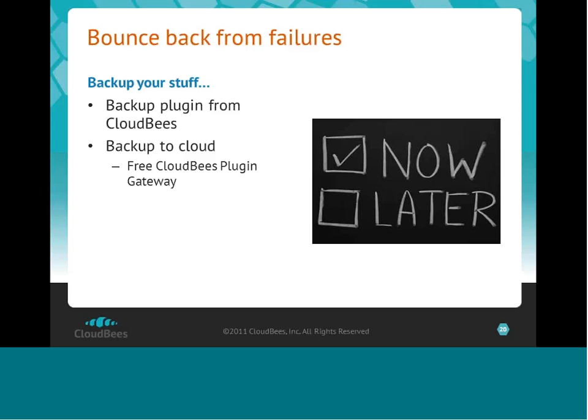Right. So to clarify on the backup plugin, the backup plugin originally came in Jenkins Enterprise, and that has the feature to back up to the local or network drives. And then subsequently, we felt strongly about this, so we implemented the backup to cloud as the extensibility point and gave that away for free. So backup to local or network drive is available as part of Jenkins Enterprise, but backup to cloud is available as part of the free CloudBees plugin gateway.